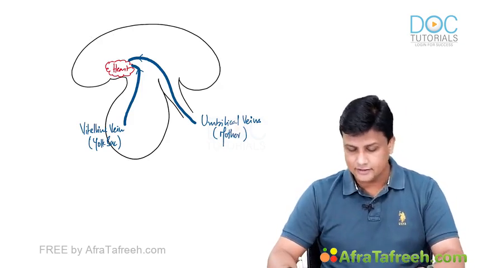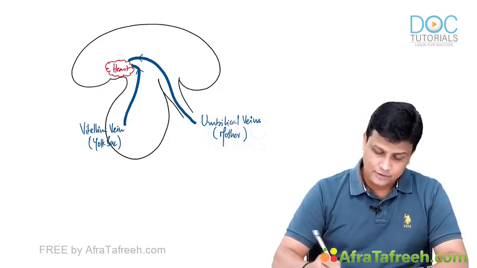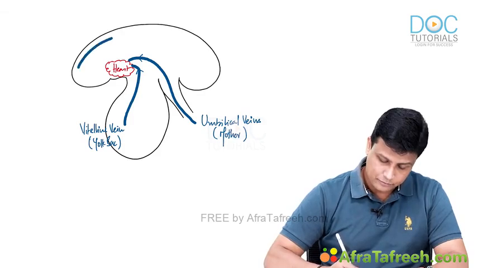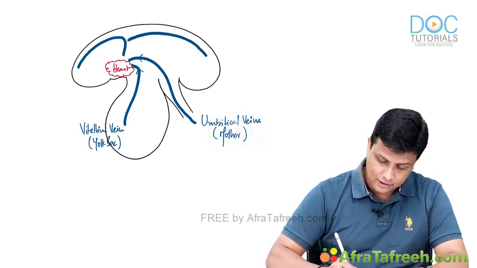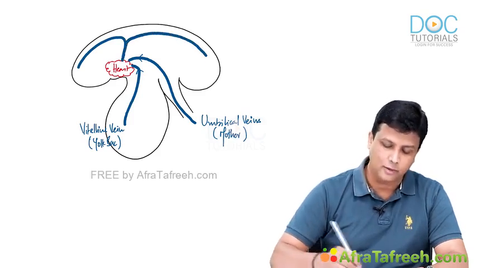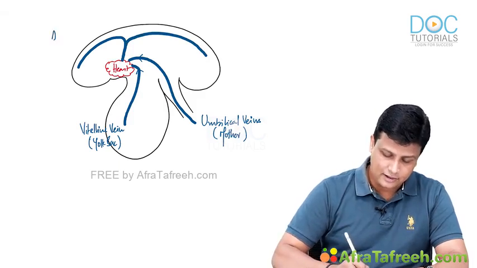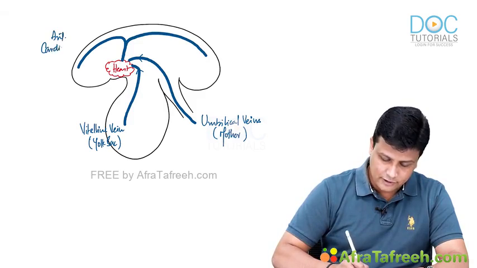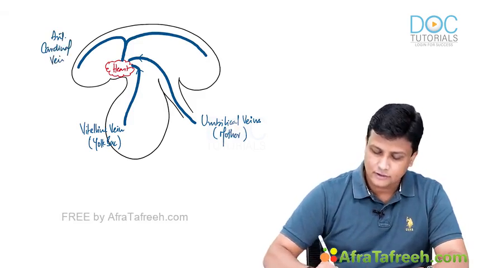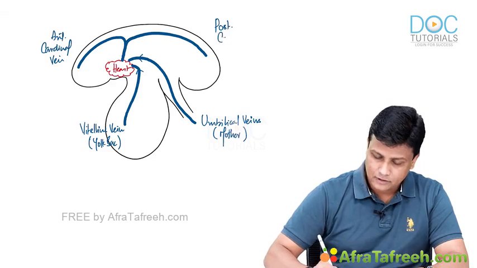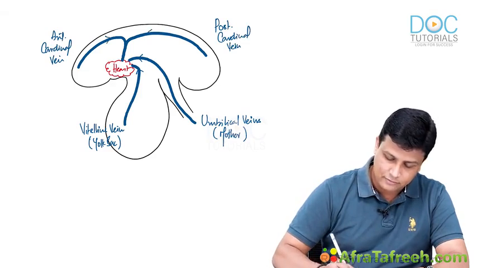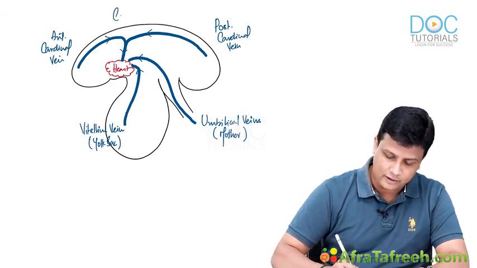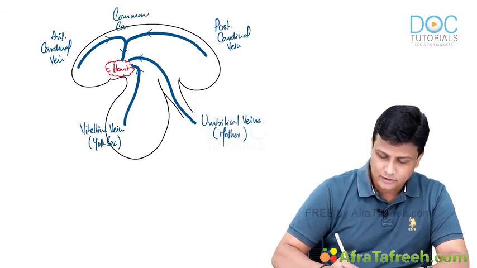Then the last and third one, the third set of vein over here is cardinal. So there will be one anterior cardinal vein, and then there will be a posterior cardinal vein, and these two cardinal veins will combine together to form the common cardinal vein. So there will be the anterior cardinal vein, and this one here will be the posterior cardinal vein, and both of them will combine together to form the common cardinal vein. And yes, what is the special thing about this one?